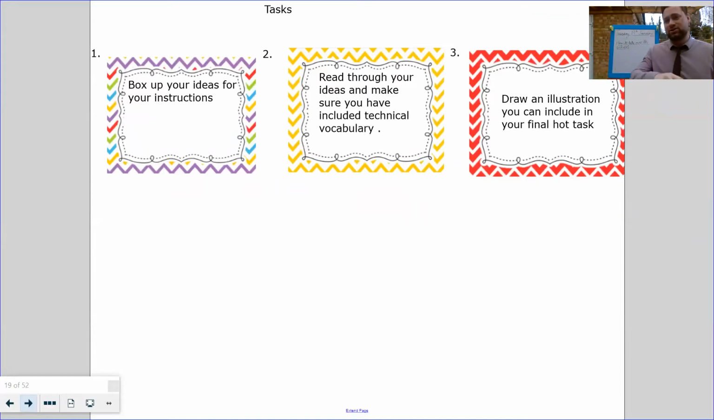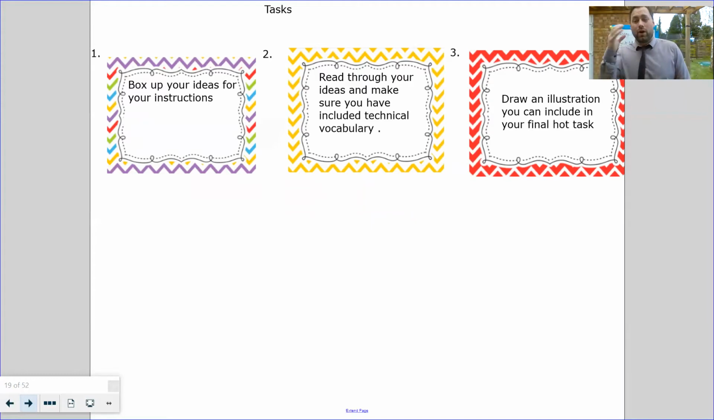And I'm going to close the screen share down in a minute, and I'm going to just model for you how I may do my instructions for the box up. Number 2, I'm going to read through your ideas and make sure you've included technical vocabulary, because that's something that's been coming up in our live meetings. And then number 3, can you draw an illustration that you would then include in your hot task? And remember that this is your planning for your hot task.